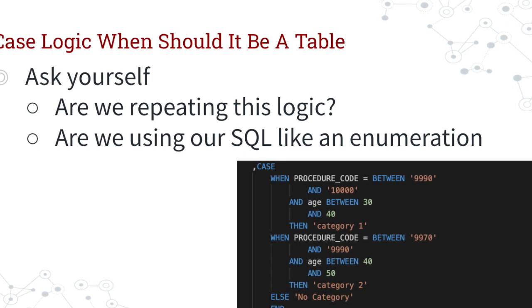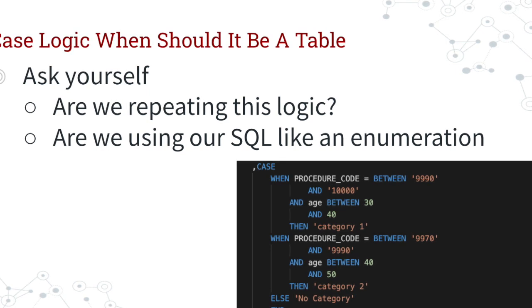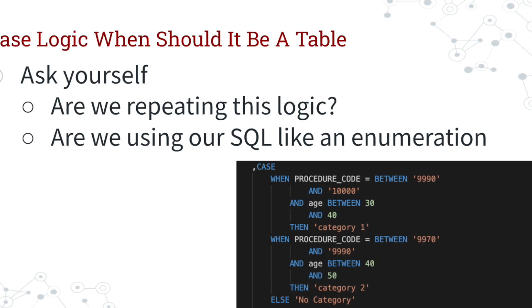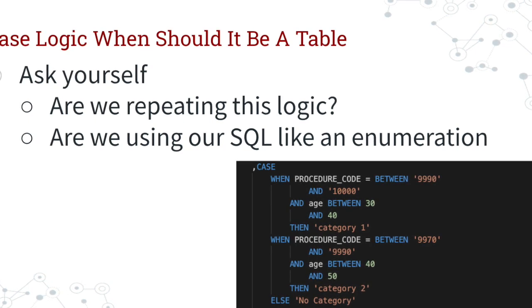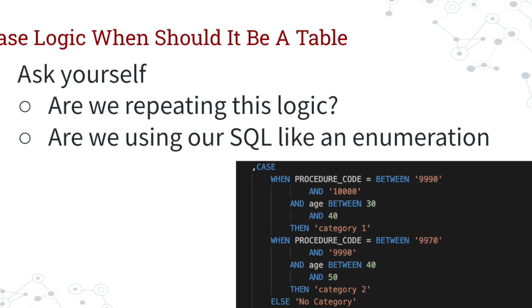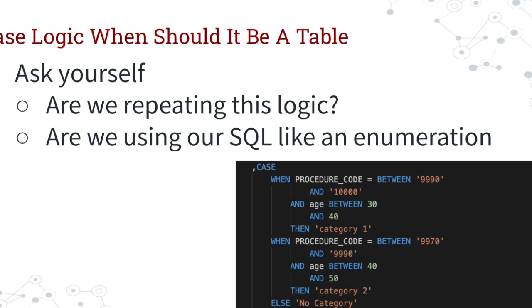The second way we will see this, and where case logic maybe should be a table, is when we're using our SQL like an enumeration. Again, I'll walk through this in a second, but just to outline it, are we saying case when ID equals 1, then some sort of category, when ID equals 2, some sort of category? So you're basically treating it almost like an enumeration, where maybe it should just be a table. And we'll talk through why we think it should be that way when we go through the SQL.